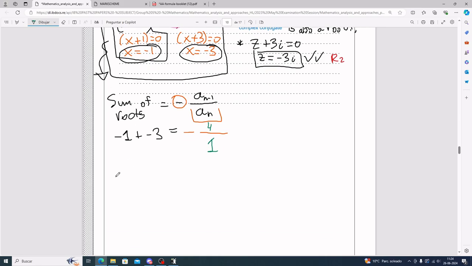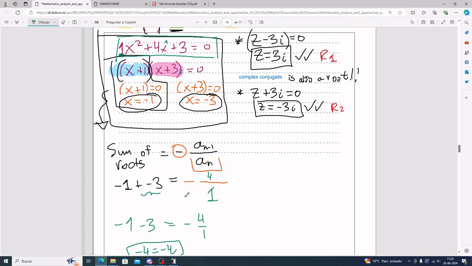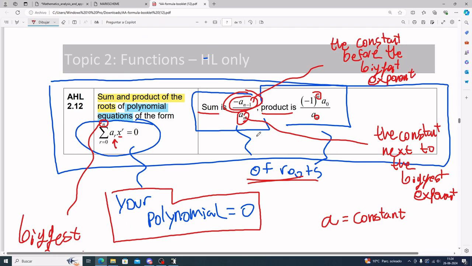So over here, you can put 4. So the sum of roots is going to be negative 1 minus 3, equaling negative 4 divided by 1. So negative 4 equals negative 4. Boom. So that formula actually works. Wow. The formula booklet can be really useful. Surprise! It's going to save you.